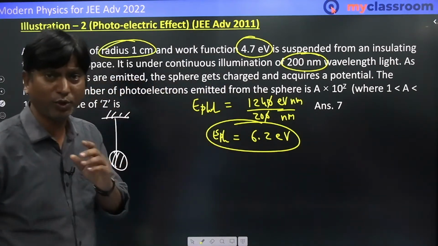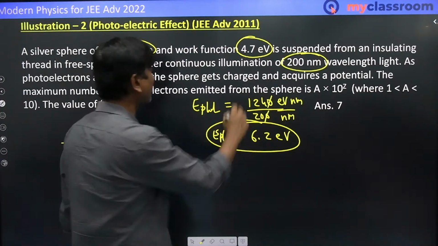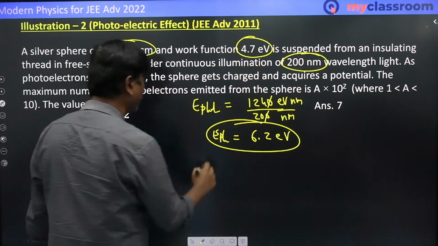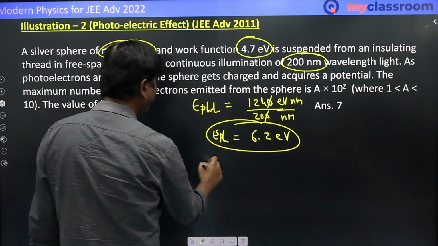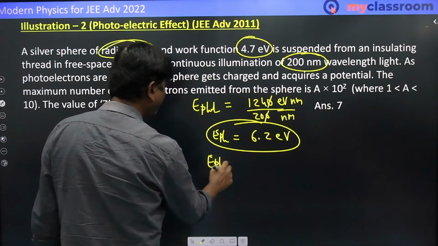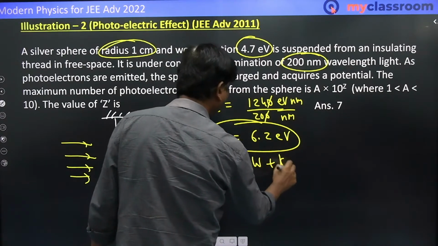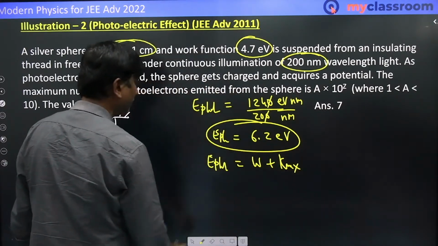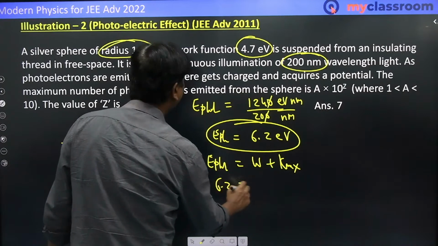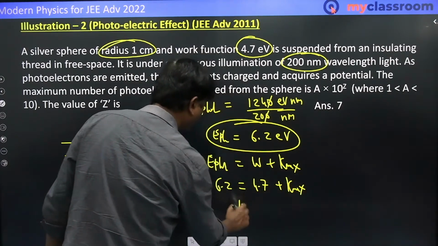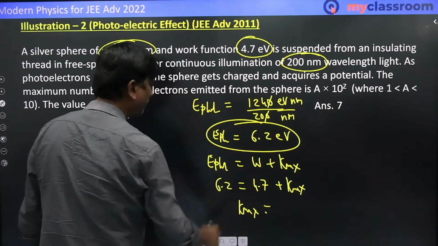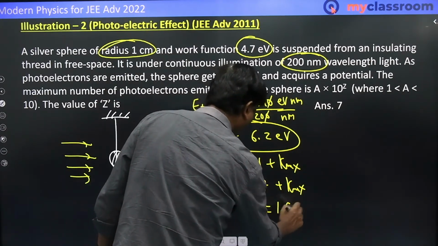Once you get the energy of each photon as 6.2 electron volts, what is the work function? 4.7 electron volts. So write the photoelectric equation: energy of each photon is equal to work function plus K max, right? So this is 6.2, the work function is 4.7, plus K max. What will be K max? 6.2 minus 4.7, 1.5 electron volt.